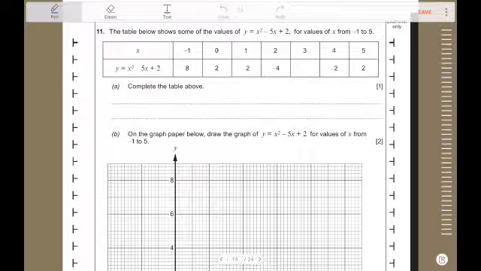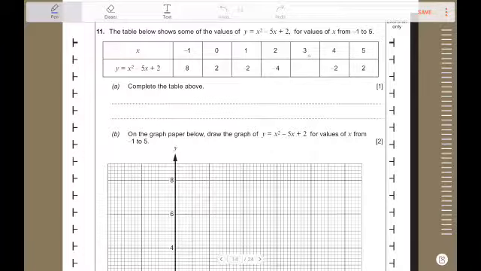And there we can see our x values from minus 1 all the way to 5 and our corresponding y values underneath, and we have one missing y value that we need to work out. So complete the table above. This is typical. Sometimes you have two values to work out, but we've only got one in this case. So how do we do that?